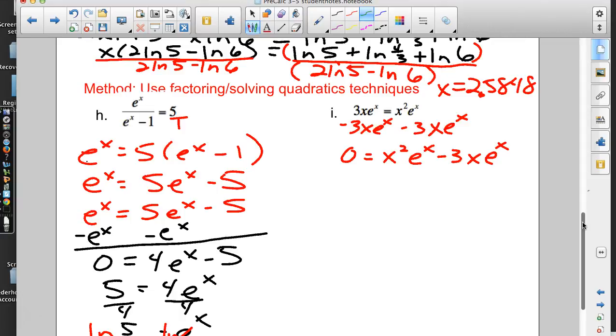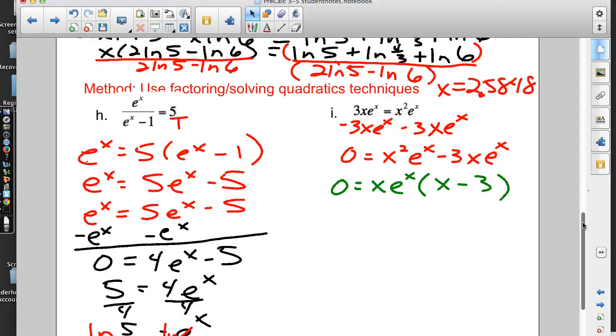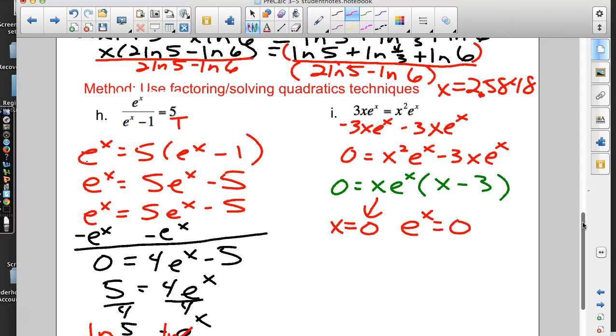So now, I'm guessing you'd say, well, let's factor it. Well, both of them have an e to the x, and they both have an x. That makes for some interesting factoring. Take out the x and the e to the x. Wherever there's an x, there's a solution. So, if this x is 0, then the whole thing would be 0. If e to the x equals 0, this whole thing will be 0.